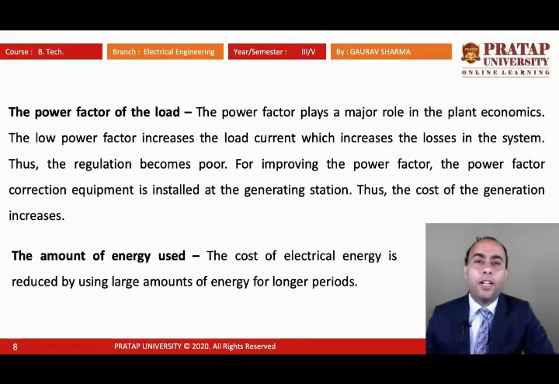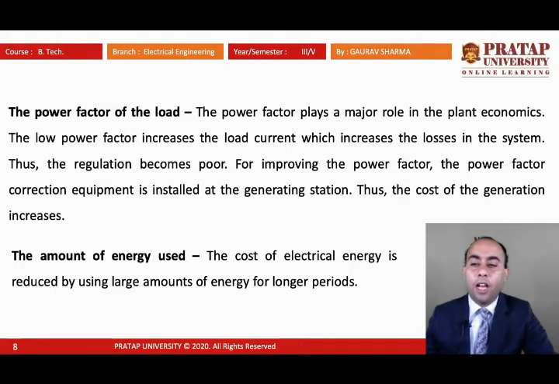Power factor. The power factor plays a major role in plant economics. A lower power factor increases the load current, which increases the losses in the system. So for improving the power factor, correction equipment has to be installed at the generating end and also at the consumer end. If some industry is running 24/7 or 12 hours, they have to install the power factor correction at their end also.